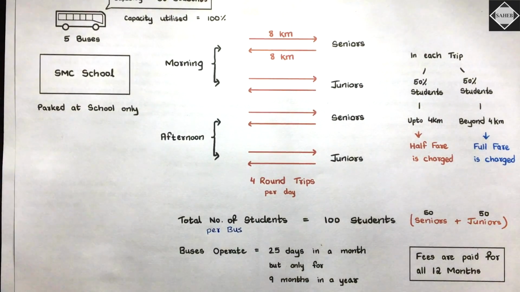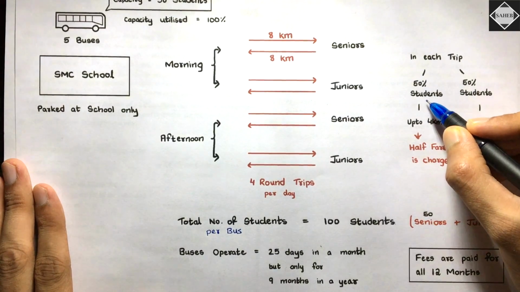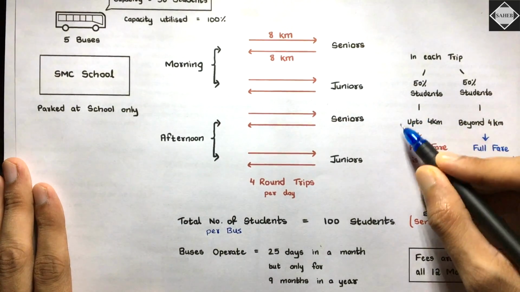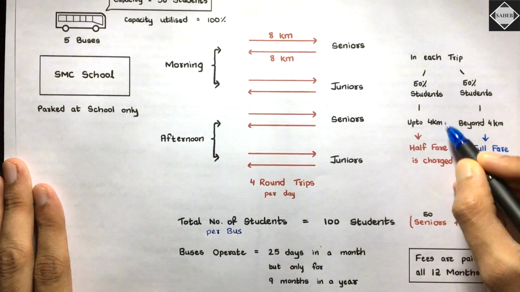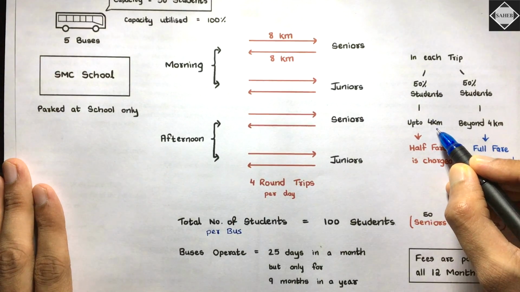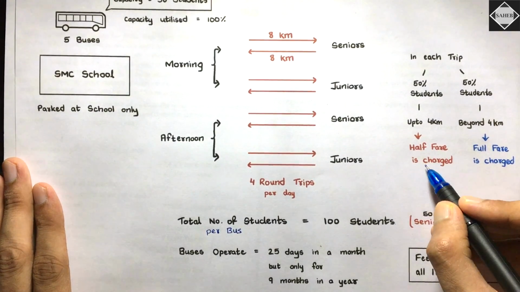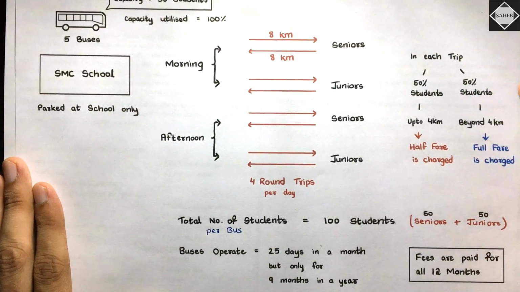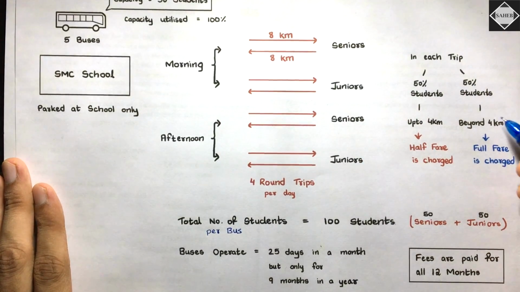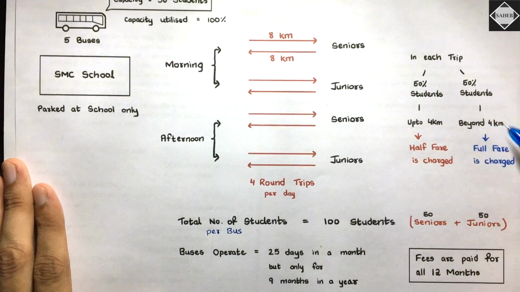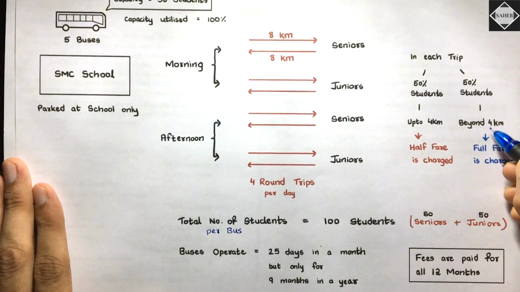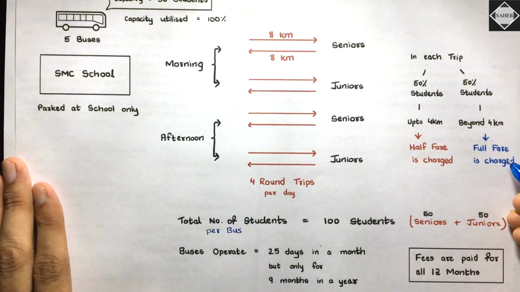Then they told us that in each trip, 50% of the students are of one category, whose houses are within a distance of 4 kilometers from the school. So for them, we are charging half fare, half fees. But the remaining students, meaning the other 50%, are of another category. Their houses are beyond 4 kilometers from the school. So for them, we charge full fees.